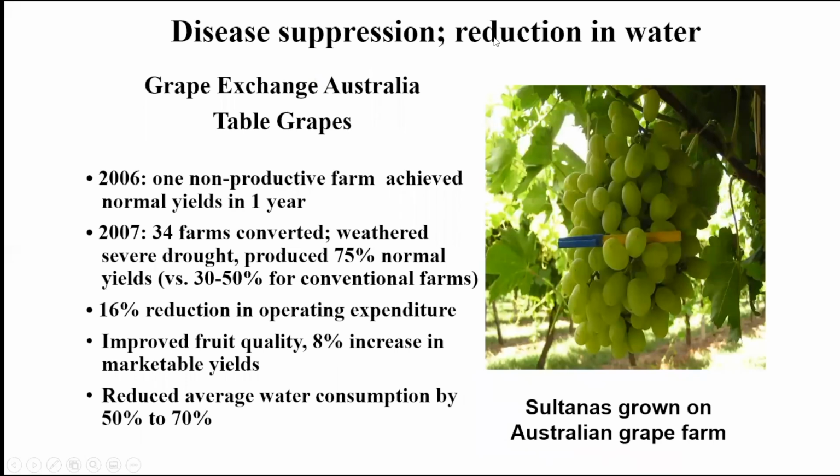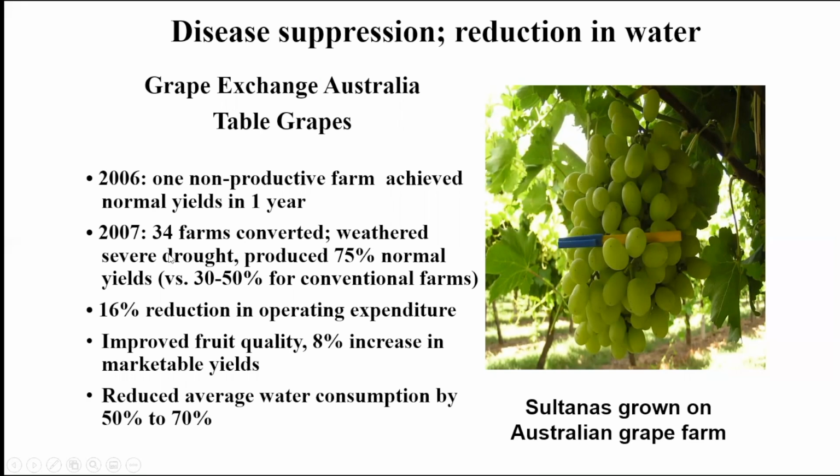Going on, looking at grapes, in this instance, table grapes. When we first started working with these people in the grape exchange in Australia, they gave us their one non-productive farm that had never, ever had a crop that could be picked. So in 2006, one of the worst drought years of the last 35 years of drought they'd had, they got normal yields. So a huge improvement. It convinced them that they could get rid of all these other problems. So the next year, all 34 of their farms converted to the biological approach.